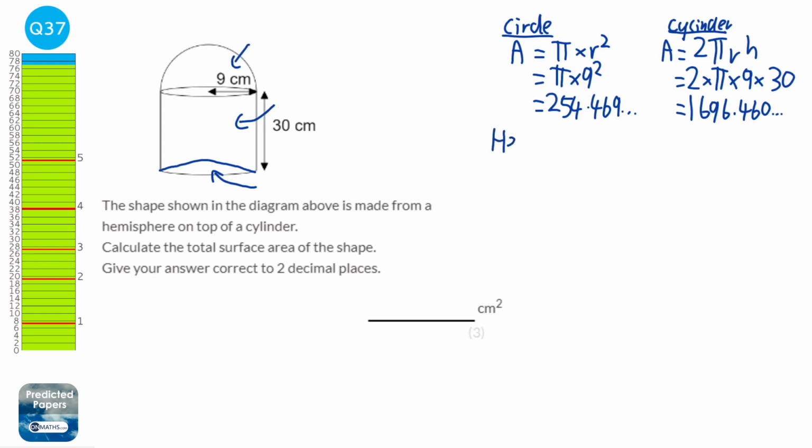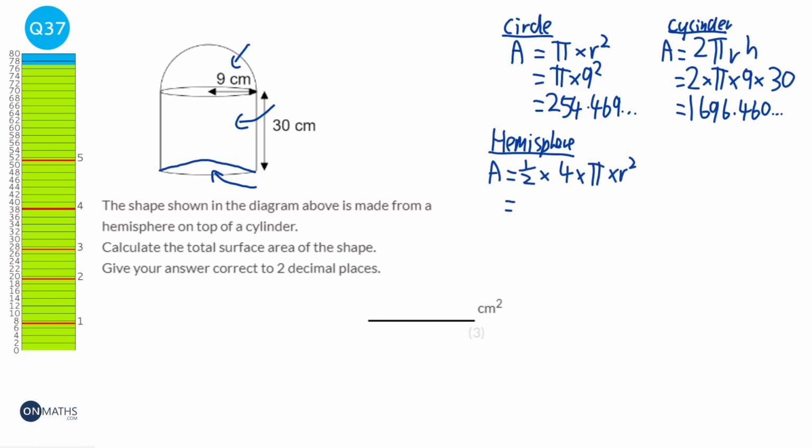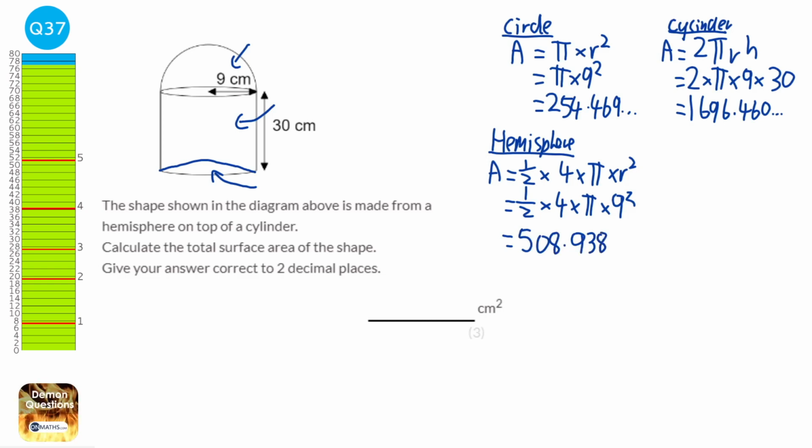And the last bit is this hemisphere here. And so let's do the hemisphere. And the formula for the area of a hemisphere, well, this full sphere is 4 times pi times r squared, but because it's a hemisphere, it's half of that. And so it'd be half times 4 times pi times the 9 squared. And that will give us 508.938.